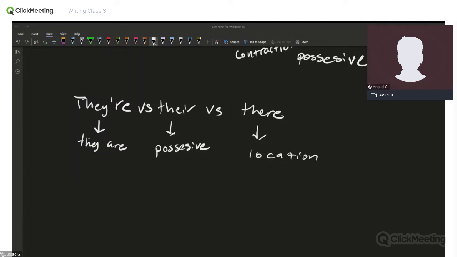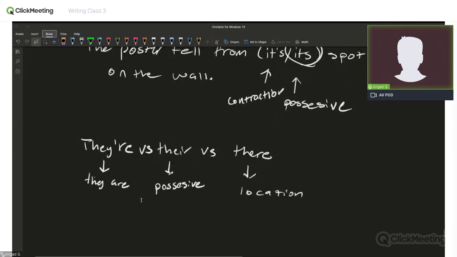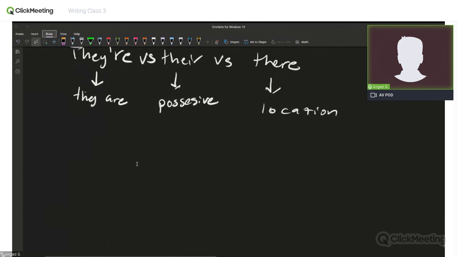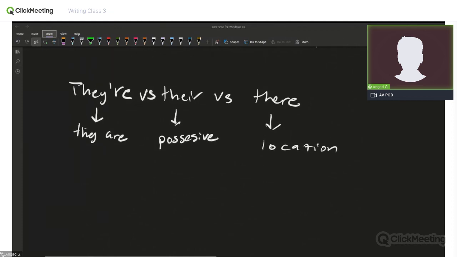A quick tip I like to tell people is that whenever they're on a question that deals with contractions, always read the sentence with the uncontracted version to see if it makes sense. So if we're reading they're going to meet us at the restaurant, read it as they are going to meet us at the restaurant, because that just helps us identify if it's the correct contraction or if we need to use the possessive or the location version of that word. You guys get that?